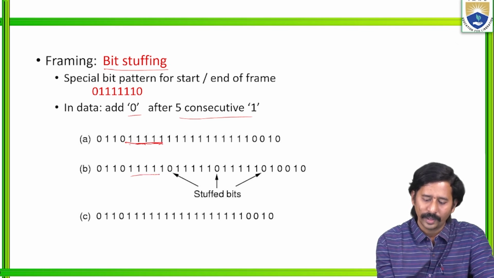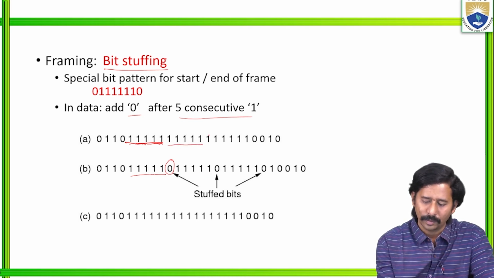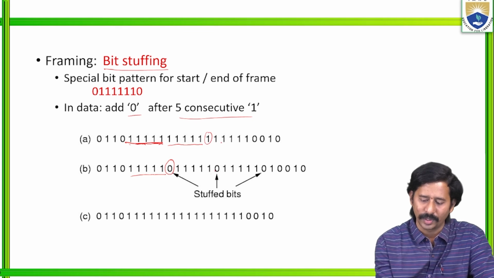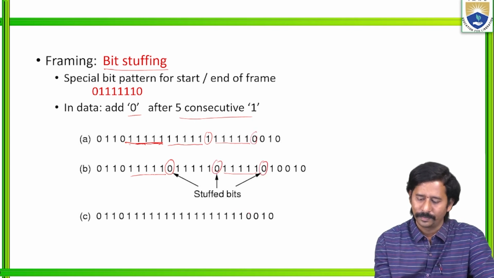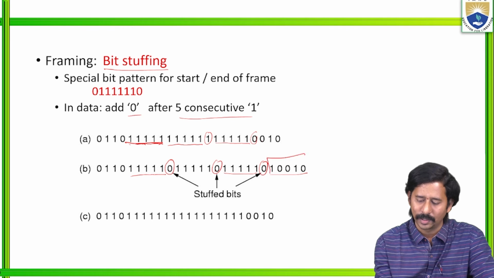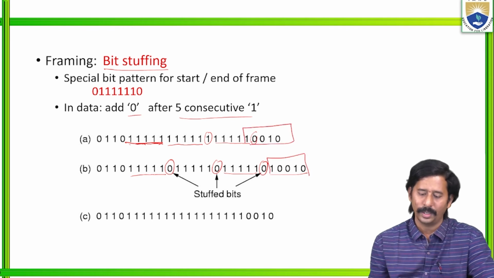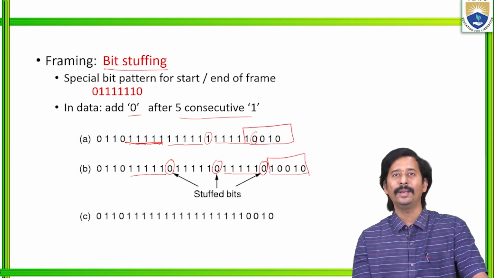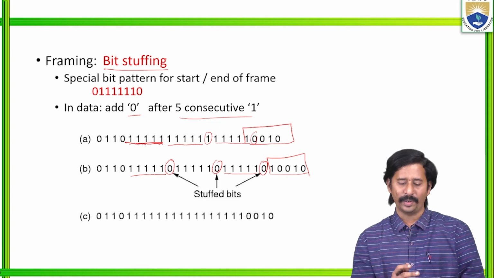Again 1, 2, 3, 4, 5, so this 0 will be added. Then 1, 2, 3, 4, 5, again I need to add one more 0. Again 1, 2, 3, 4, 5, and again I need to add one more 0 here. This is 0, this is 0. Then 1, 1, 0, 0, 1, 0. These are the newly added bits, which we can call stuffed bits.